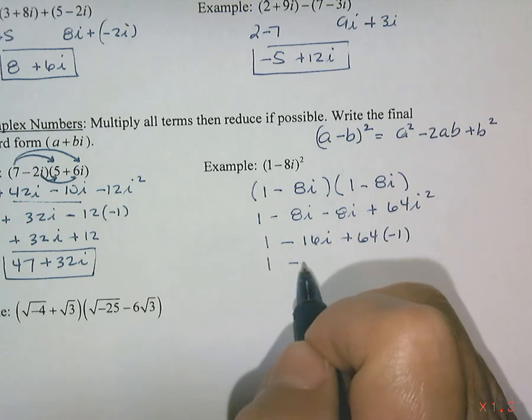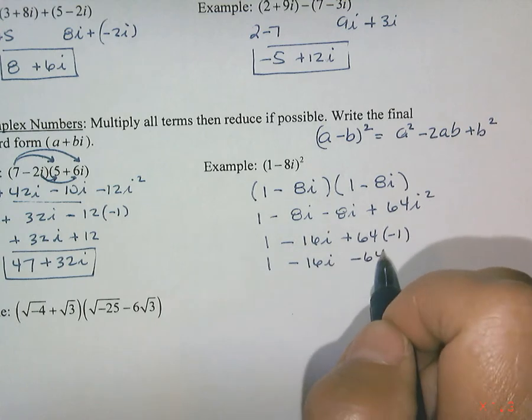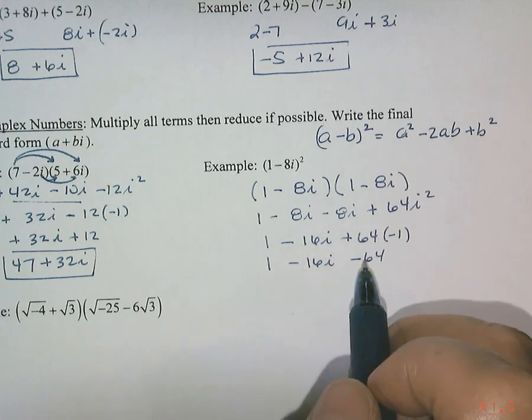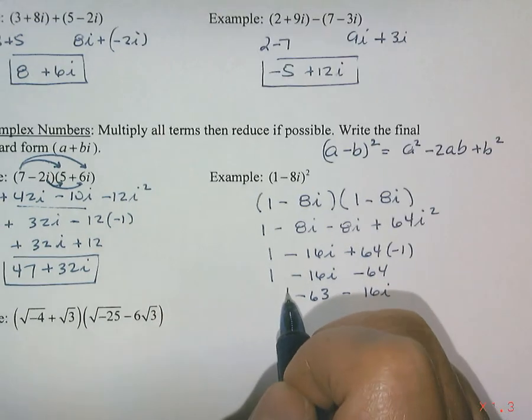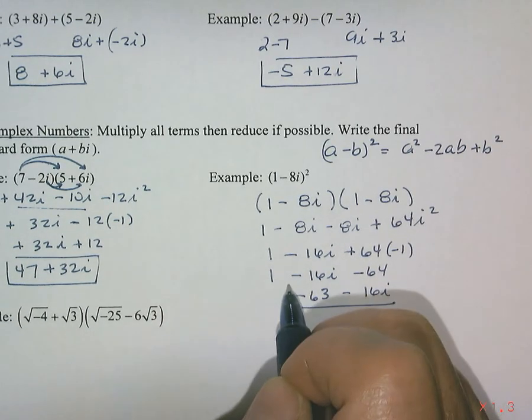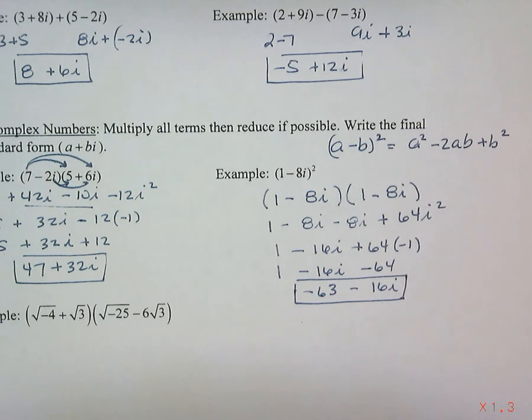So I get 1 minus 16i minus 64. 1 minus 64 would be negative 63 minus 16i. And I am careful to write it in standard form, a plus bi. Always have the real part first and the imaginary part second. It's like having the x before the y.